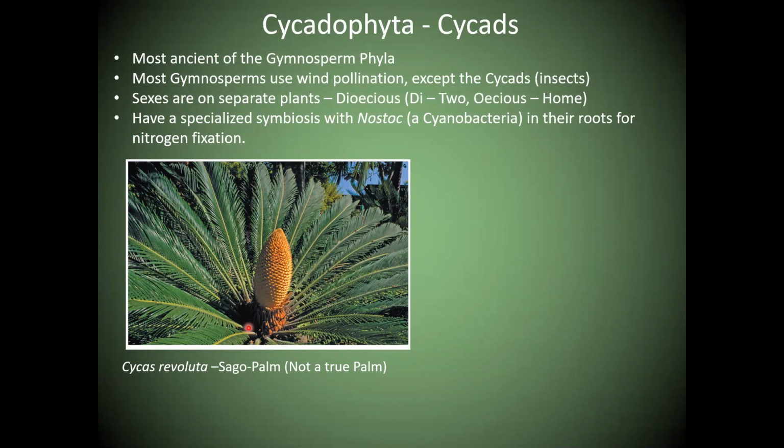So the nostoc has specialized cells. Now cyanobacteria is unicellular, right? And so these nostoc produce colonies, and some of the cells in their colony are specialized for nitrogen fixation. They absorb atmospheric nitrogen, gaseous nitrogen, and convert that into inorganic nitrates. And those inorganic nitrates can be directly utilized by the plant, right? So nostoc literally lives inside the cycad root, the root of the cycas.